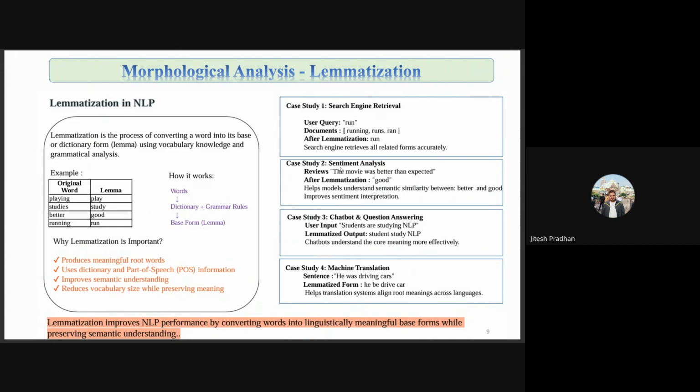Okay, another example is sentiment analysis. The movie was better than expected. Okay, so after lemmatization, this better will basically be good. The movie was good than expected. So it helps models to understand the semantic similarity between better and good. It improves the sentiment interpretation in this case.